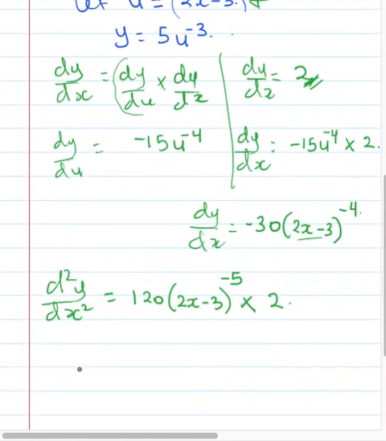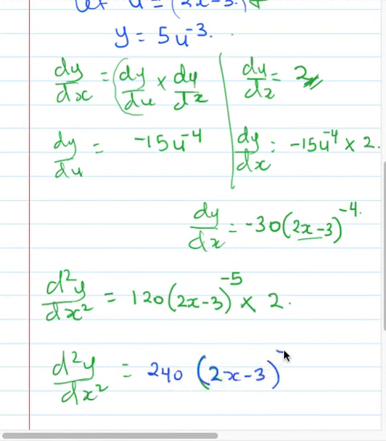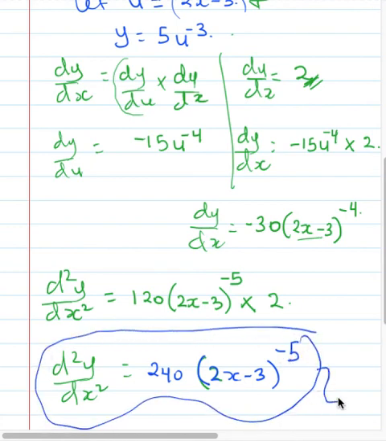So our second derivative would be 120 into 2. Oh, I beg your pardon, it's not 120 now, we have to multiply by 2, so it will be 240 into (2x minus 3) to the power of negative 5. So this will be our second derivative. I hope that was helpful.